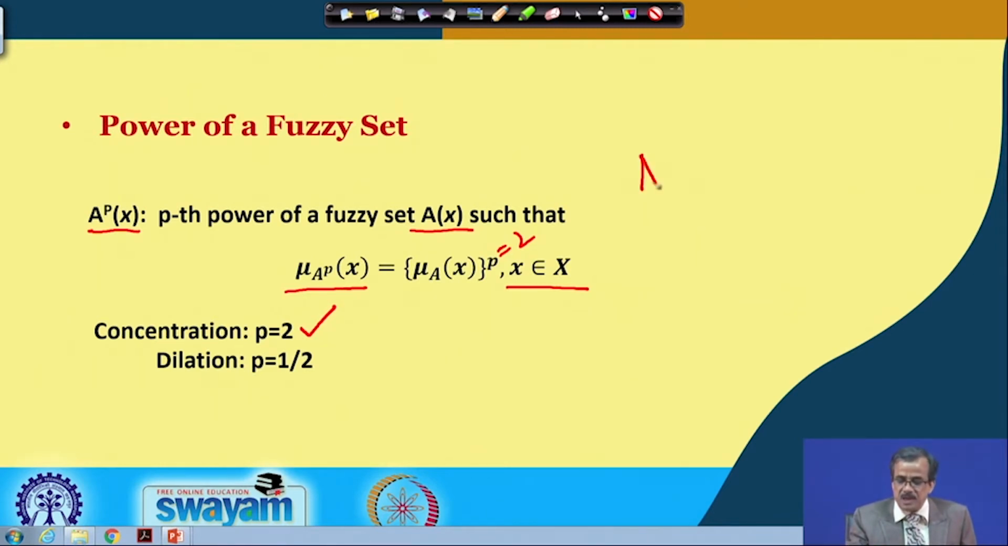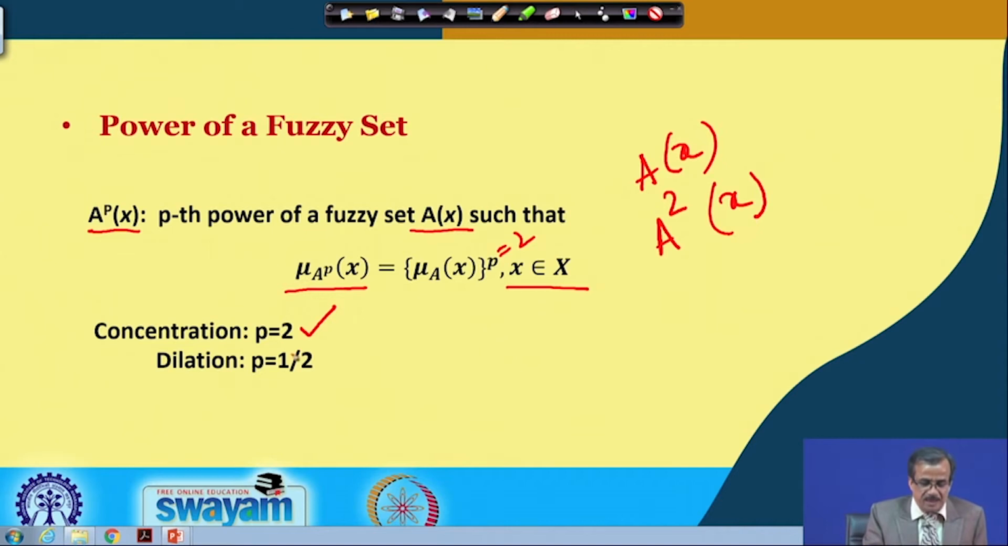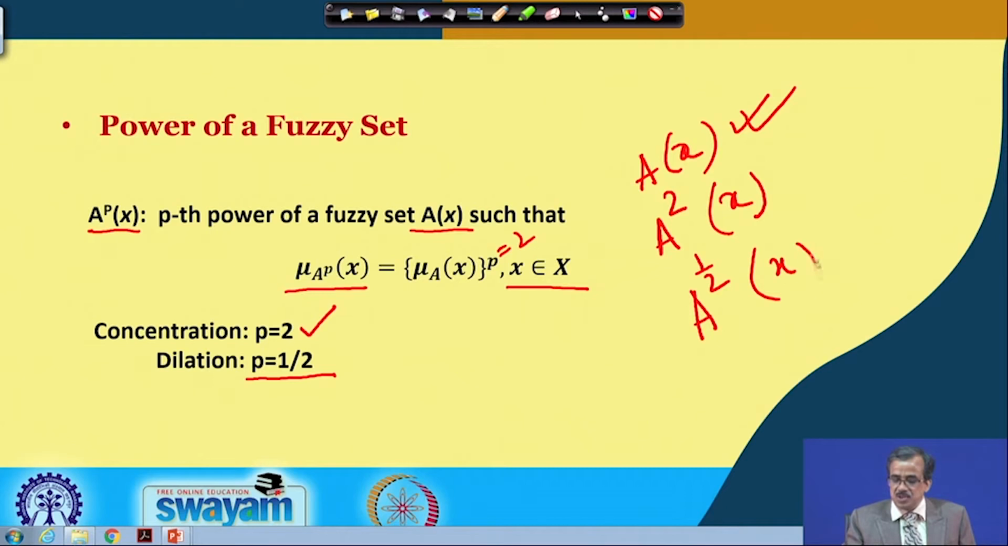For example, say I have a fuzzy set A(x). If I ask you to find out the concentration of this fuzzy set, you will have to find out A raised to the power 2, of x. This is nothing but the concentration of a fuzzy set. On the other hand, if I set p equal to half, that is called the dilation of a fuzzy set. For the fuzzy set A(x), if I ask you to find out the dilation, that is nothing but A raised to the power half, of x. So, this is nothing but the dilation of a fuzzy set.